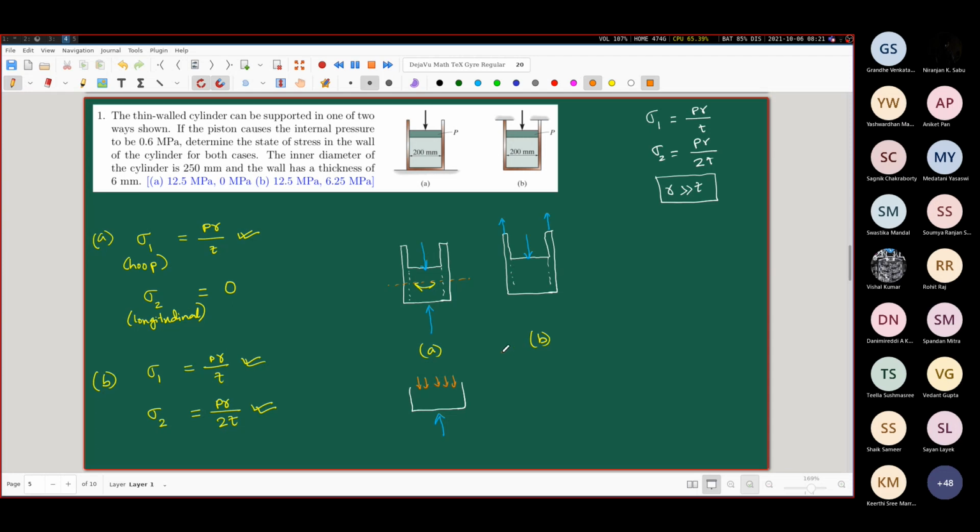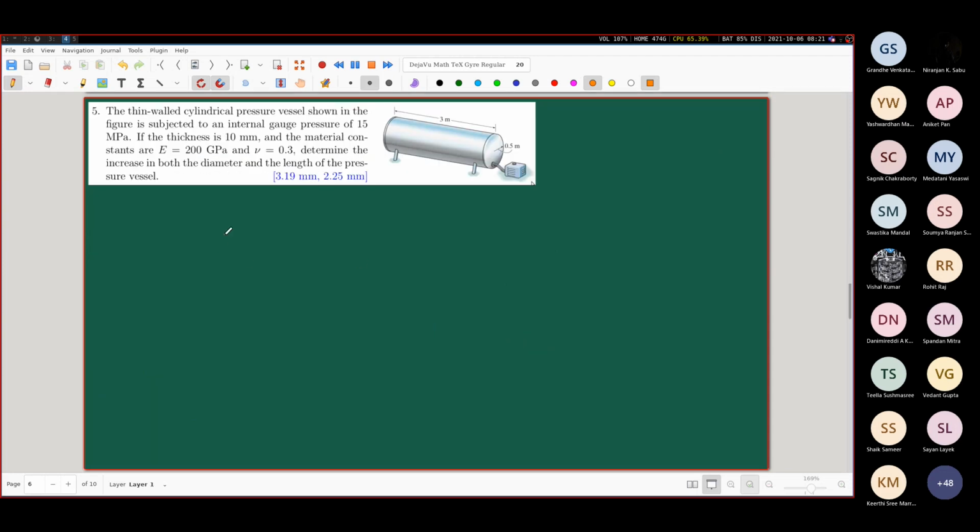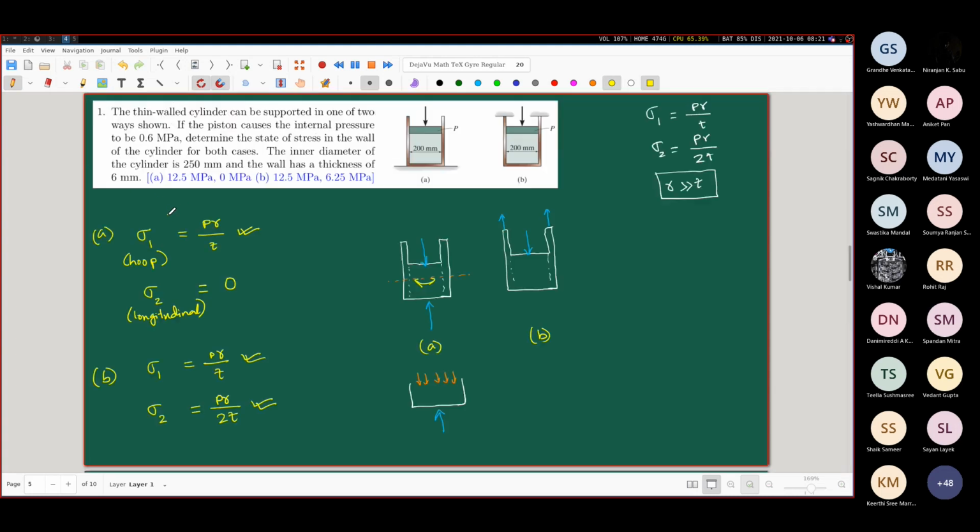Moving on. This is the next question. Sir, could you please go back to the previous slide? Yes. Here you had said that R is greater than T. For these kinds of approximations, suppose R is given to be 10,000 and T is in the range of say 1 to 100, then we can say it is much greater. But here it is 250 millimeter and 6 millimeter.